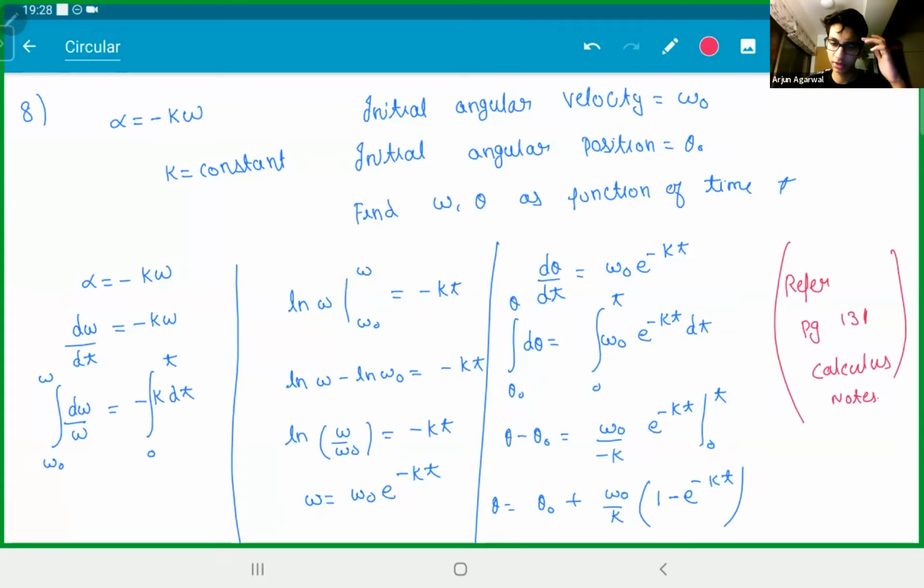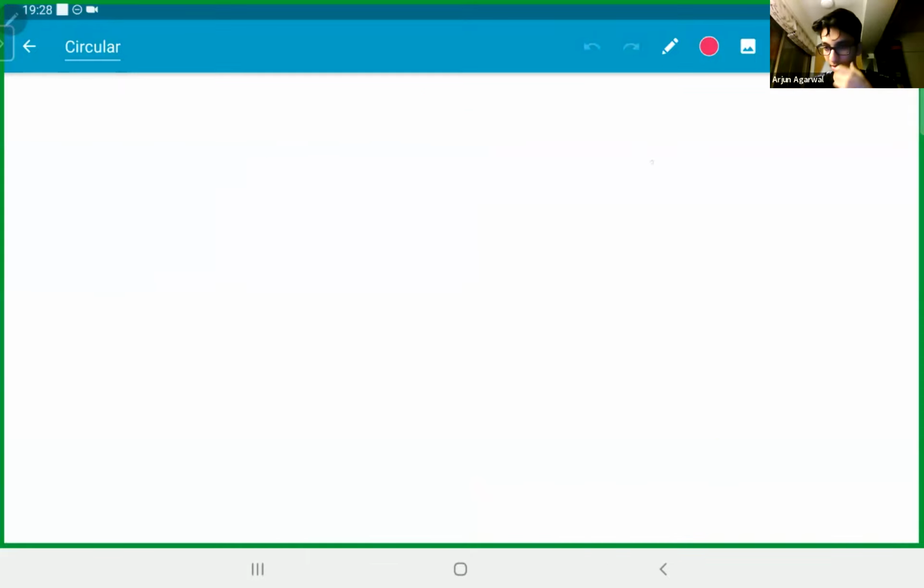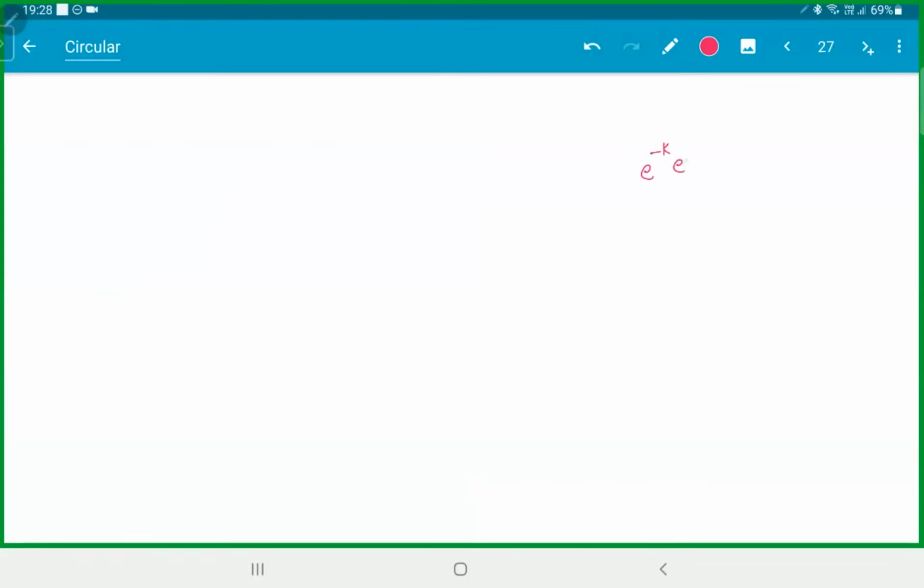So can't you take out the e raised to minus k as a constant outside the integral? You will take e power minus k as a constant out. What will the t do? K is a constant, right? So what will the t do? Like you write it as e raised to minus k into e raised to t. Can you do that? E power minus k into e power t.